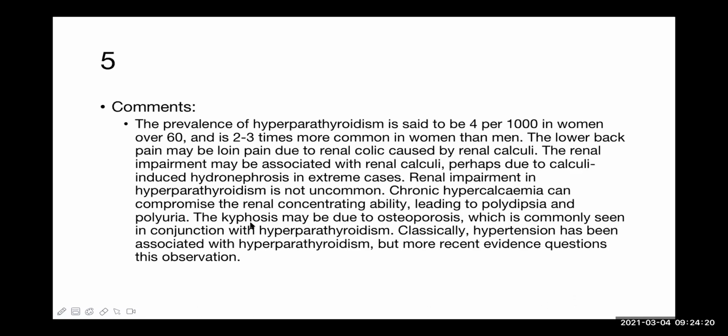Chronic hypercalcemia can compromise the renal concentrating ability, leading to polydipsia and polyuria. The kyphosis may be due to osteoporosis, which is commonly seen in conjunction with hyperparathyroidism. And hypertension has been associated with hyperparathyroidism, but more recent evidence questions this observation. Or you can also explain this hypertension by kidney defect. So this is the way we reach the diagnosis.